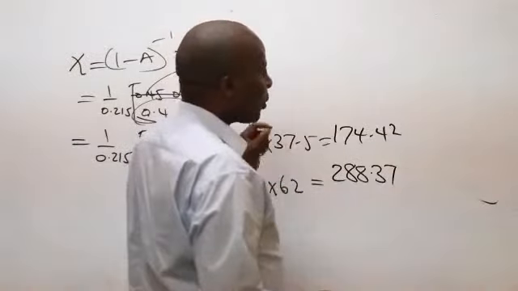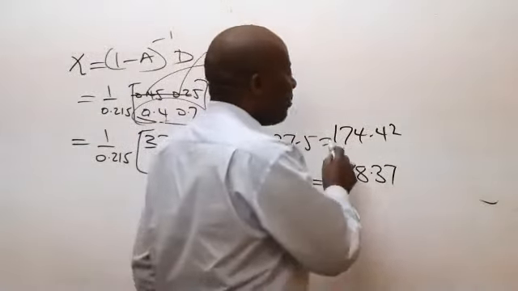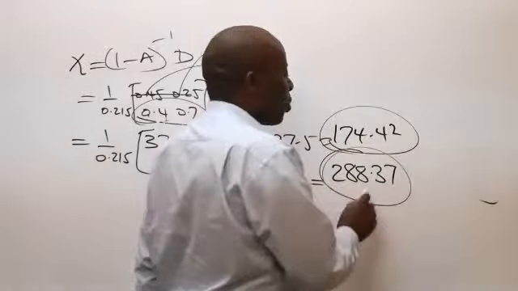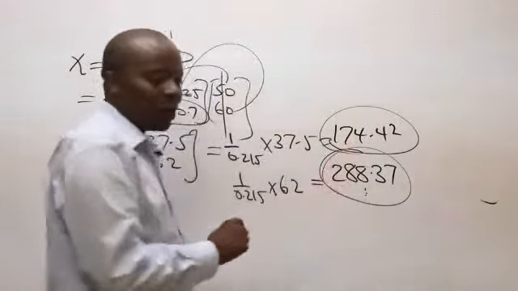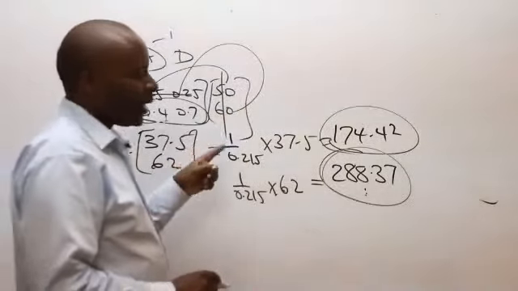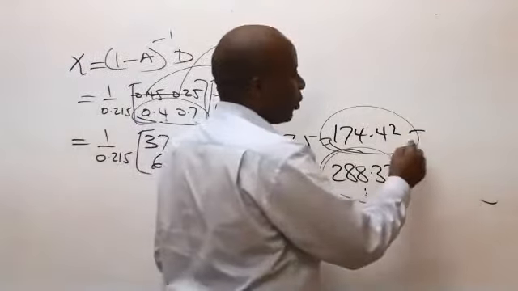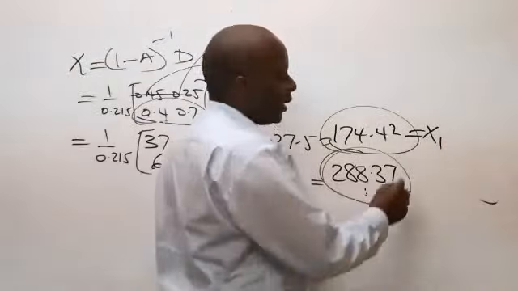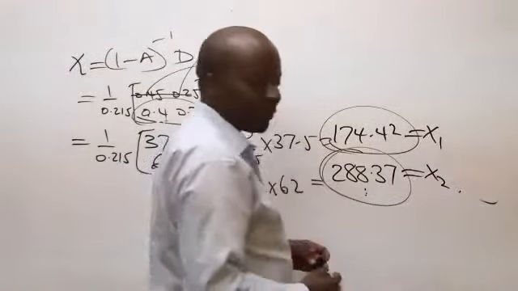for them to be able to satisfy total demand, they must endeavor to produce these outputs. So these are our predicted outputs. These are our X values, and because there are two X values, this could be my X1, and this could be my X2.